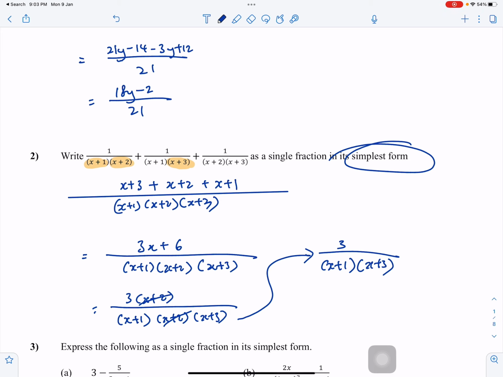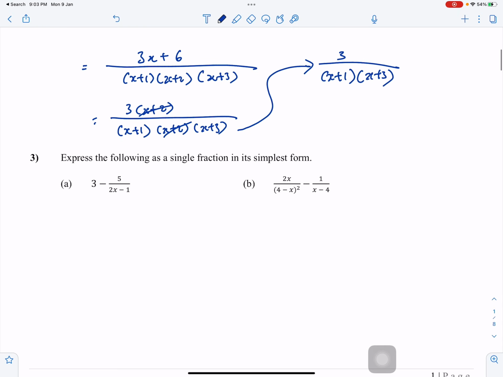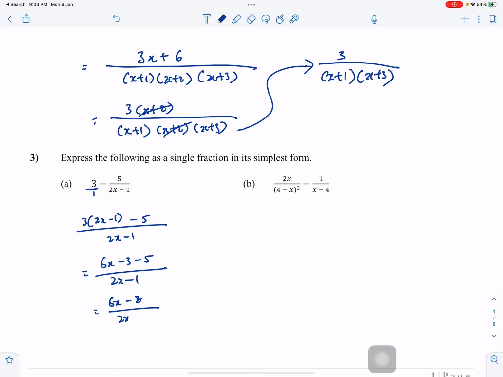The next question: express the following as a single fraction in the simplest form. What you need to do is make sure that 3 is like 3 over 1. And there you go, you will get 6x minus 8 over 2x minus 1. Now in this case, you cannot simplify anymore. That's it.